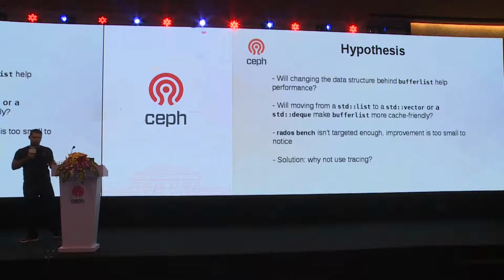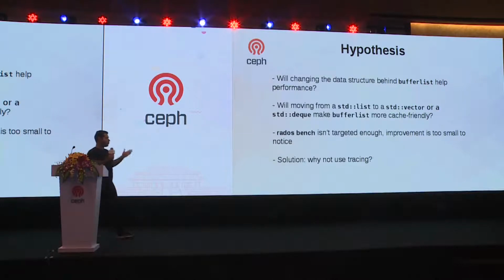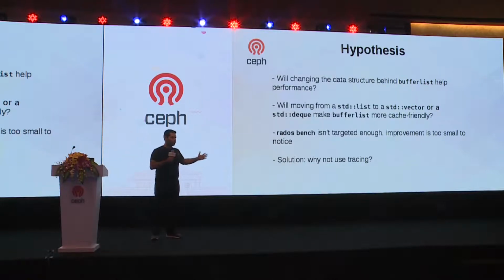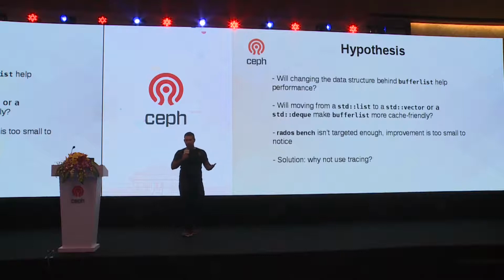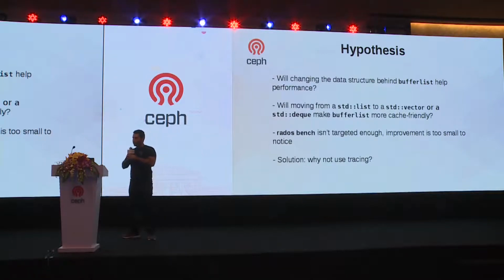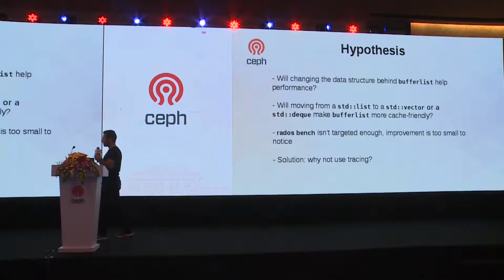Some people have suggested that we move to a vector, where all the elements of the buffer list would be contiguous in memory, because the myth is that a linked list is usually more efficient, but because of CPU caches and because of locality, that might not really be the case.